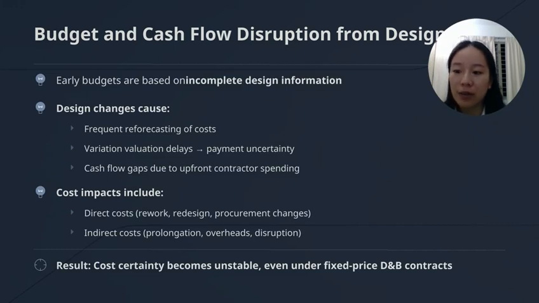They still have to pay for work and materials upfront, but the payment comes later. This creates extra financing costs and administration costs. So the impact is not only the direct construction cost, it also disrupts cash flow and reduces the cost certainty that D&B is supposed to provide.